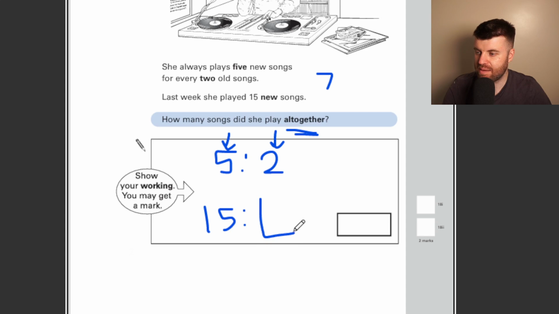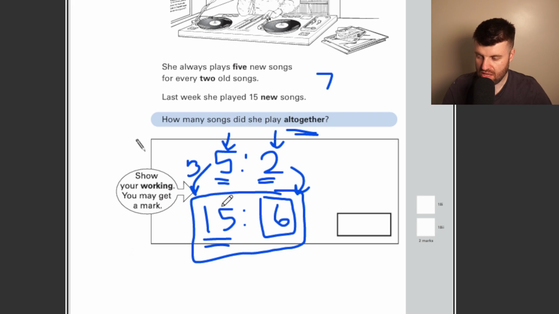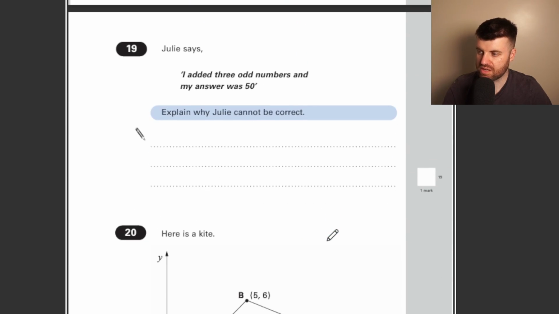Well, we need to figure out how many old songs she played. So for every time we see 5, we play 2 old songs. So in 15, how many 5s is that? 5, 10, 15. So we multiplied that by 3. So for our ratio, we must do the same, which means she must have played 6 old songs. Now we simply combine these together. 15 new songs plus 6 old songs, that's 21 songs altogether. That'll get you 2 marks.